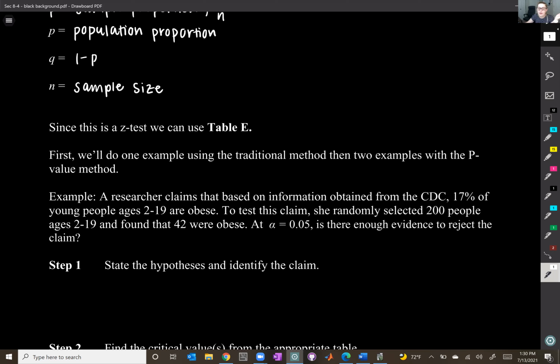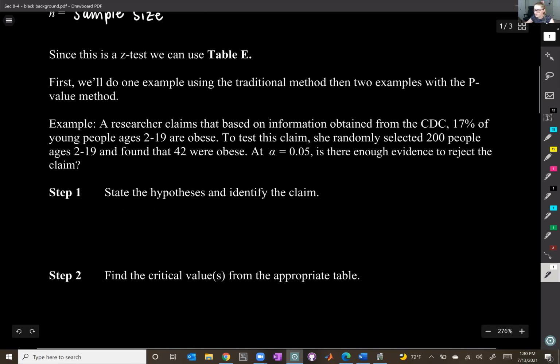So the traditional method is the one where you find the critical value and then you have the critical region, and you see if your test value falls within that critical region. If it does, you can reject the null, and if it doesn't, you can't. And the p-value method is where we calculate the p-value and see how it relates to alpha. Based on that, we can reject the null hypothesis or not. So we're going to do some of each because they're both important, but I prefer the p-value method. But let's do the first example, the traditional method.